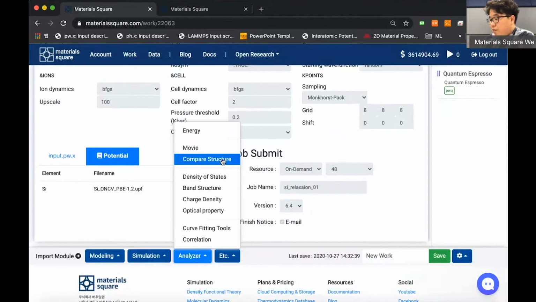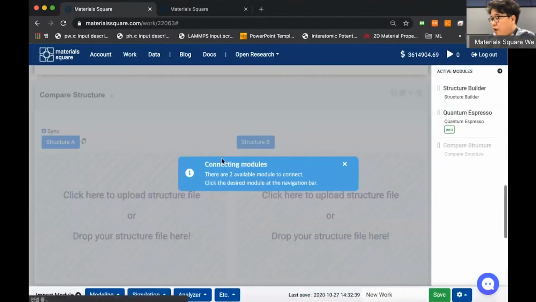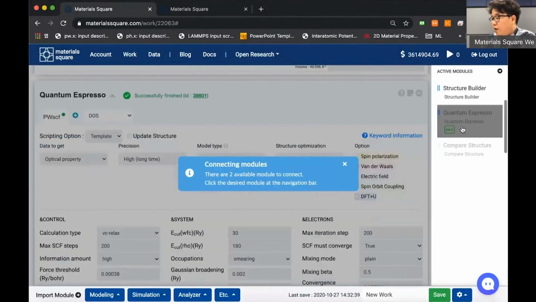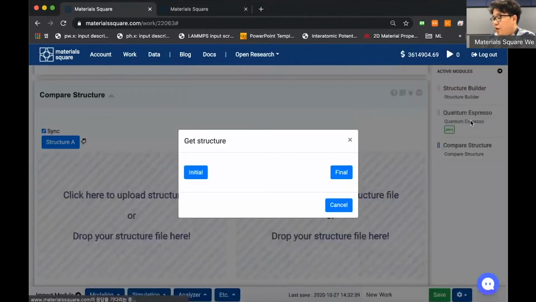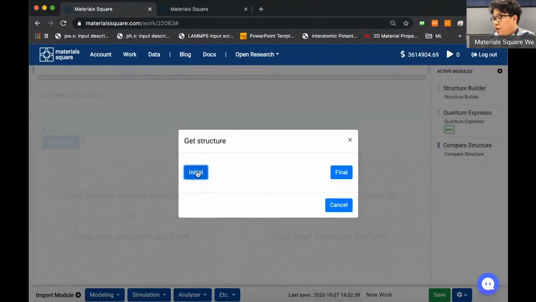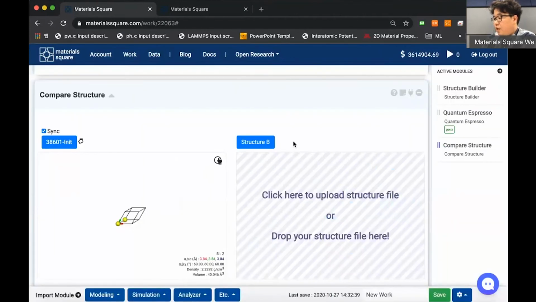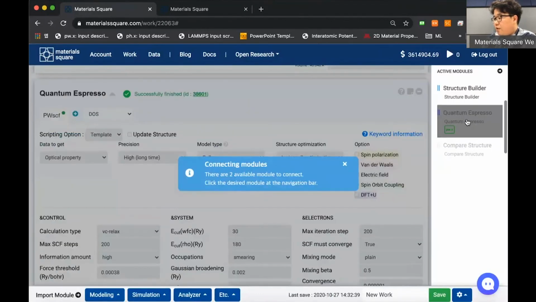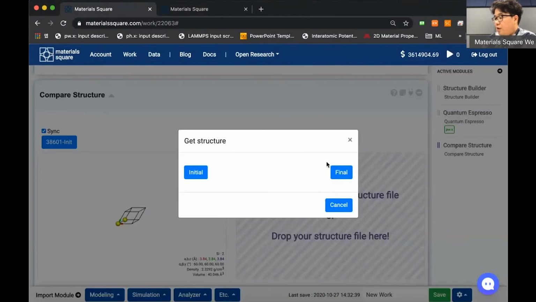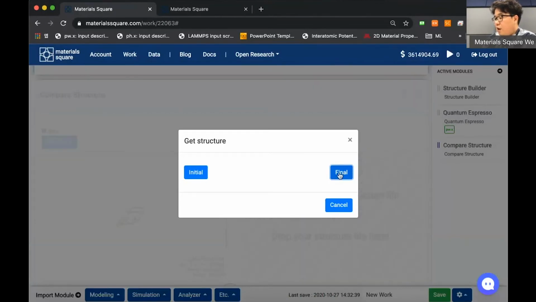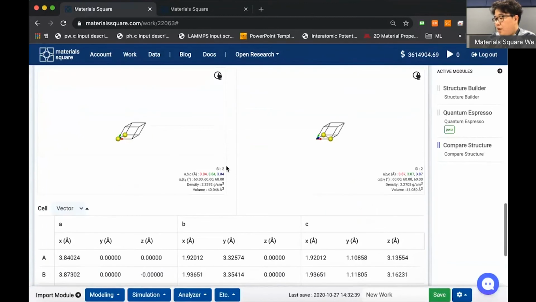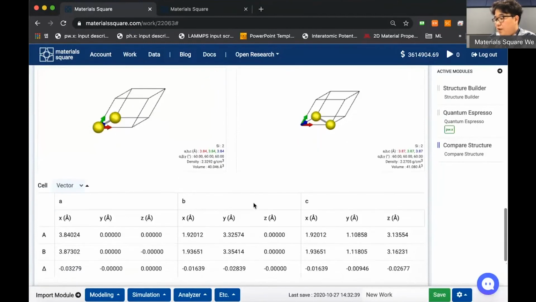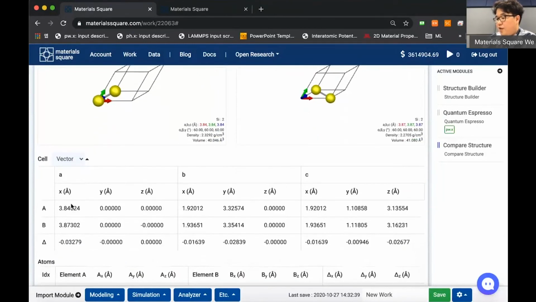Okay, press structure and connect to the relax module, the Quantum ESPRESSO module, and press here. And then I want the initial structure here, and press here, and then also press Quantum ESPRESSO and press final. Okay, so this is what is different between this and this one. So you can see how the cell changes.